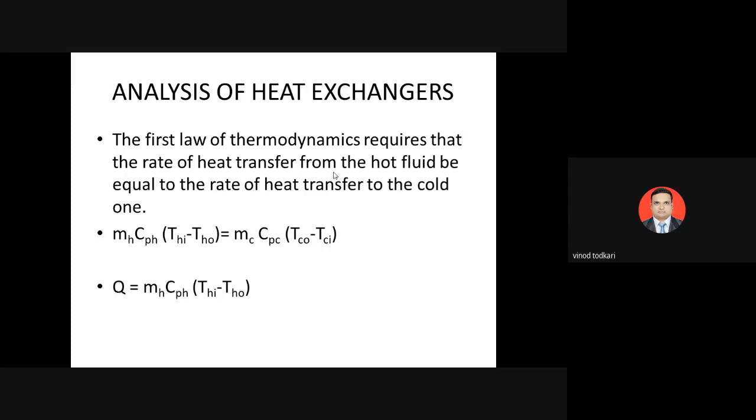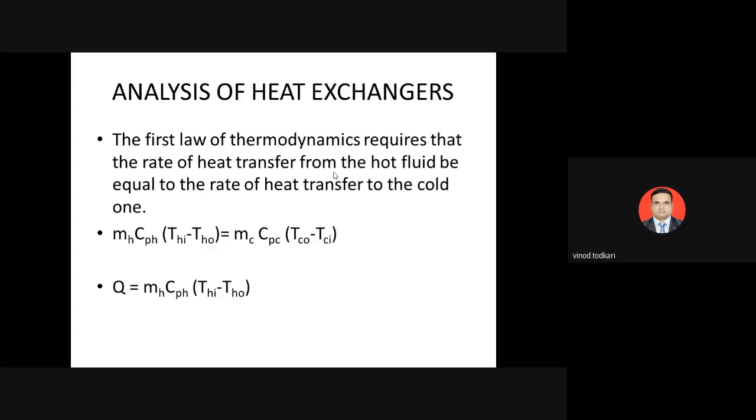Now see, the first step is to apply the first law of thermodynamics. What is the first law of thermodynamics? It is nothing but the law of conservation of energy. Energy can neither be created nor be destroyed. So if we think about a heat exchanger and if there are no losses, we can say that the heat given by the hot fluid will be equal to the heat accepted by the cold fluid. That is, heat rejected by the hot fluid is equal to heat absorbed by the cold fluid.